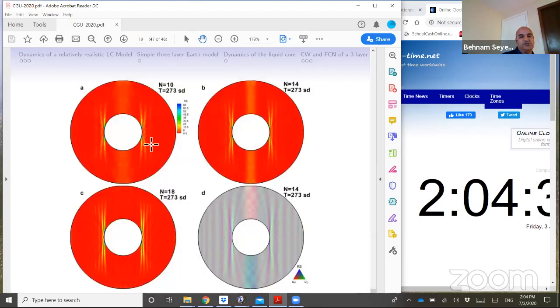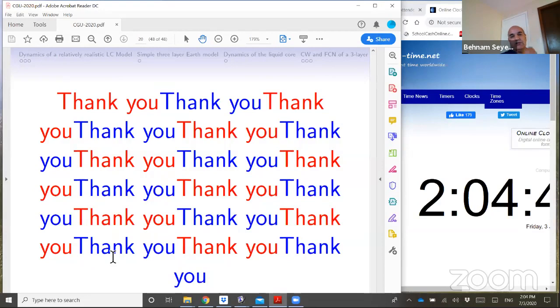These are for Chandler wobble again, when the inner core is included. You can see that the Taylor columns, these are computed, of course. You can see the Taylor columns very clearly. And that's all I have to say.